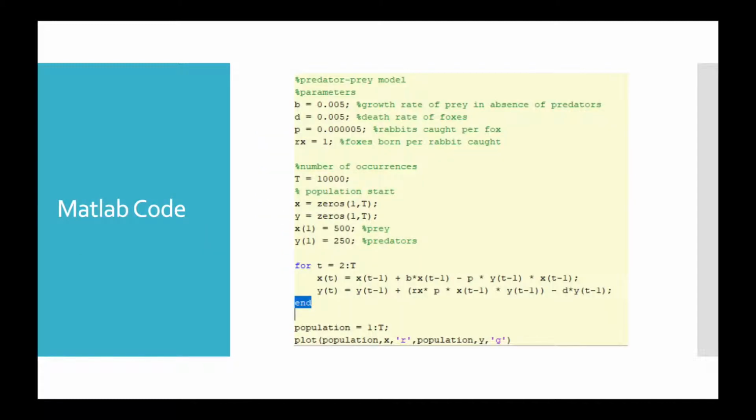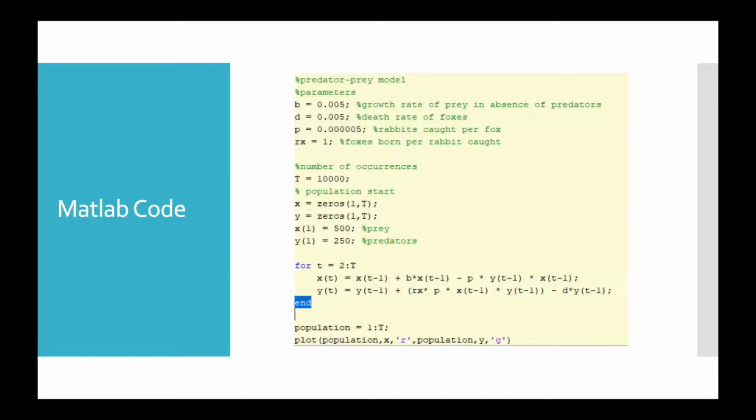So for the prey and predator model, we used MATLAB to write the code in. We have 4 parameters, being B, the growth rate of prey in absence of predators, D, the death rate of foxes, P, rabbits caught per fox, and RX, foxes born per rabbit caught. And then we're going to run it 10,000 times. And under population start, we'll have an array of zeros for both prey and predators, and they will fill up as the for loop runs through each differential equation for each population.